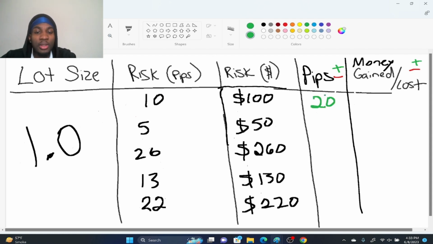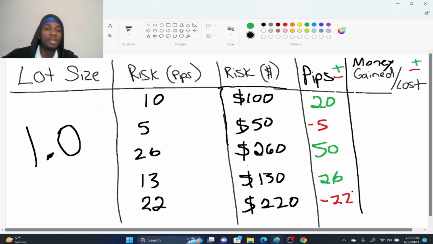On Tuesday, we end up losing the trade, so we end up getting -5 pips. On Wednesday, we end up gaining 50 pips. On Thursday, we end up making 26 pips, and then on Friday we end up losing 22 pips.